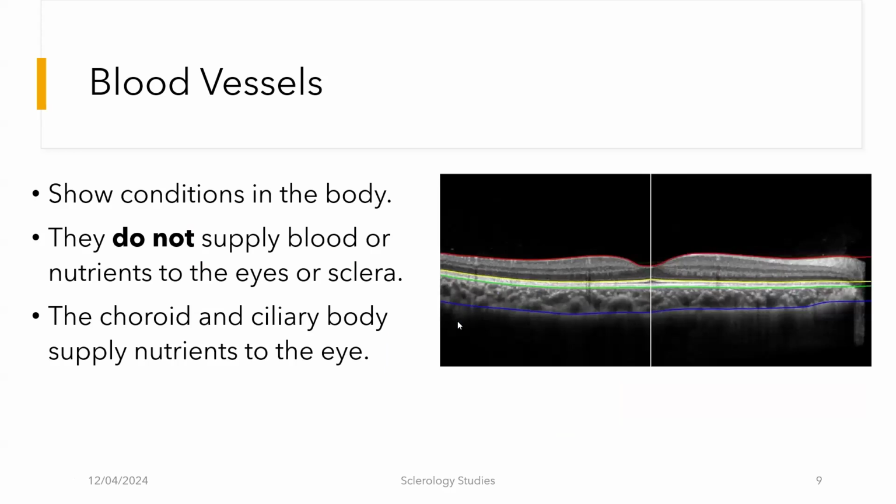So the blood vessels that we see related to sclerology are not nourishing our eye. They're showing us conditions in the body. They are not going to supply any type of blood or nutrients to the eyes or to the sclera itself. We learned this in anatomy. The choroid and the ciliary body is the area that supplies nutrients to our eye, and what you're looking at is a cross-cut view of the choroid and the ciliary body. So this is highly magnetized.